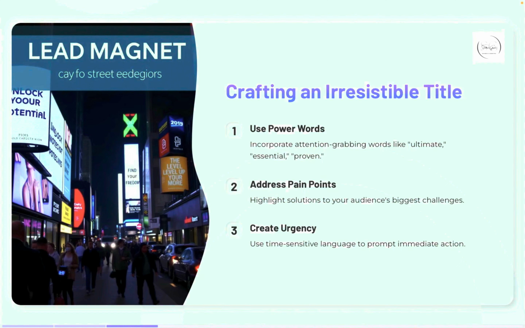How to craft an irresistible title. Your title is the first thing your audience sees, so make it count. A compelling title can make the difference between someone downloading your lead magnet or scrolling past it. So, you need to be clear, specific and result oriented. It should give your audience an immediate sense of what they will gain. So, be specific. Instead of marketing tips, use 10 proven marketing tips to double your sales in 30 days.